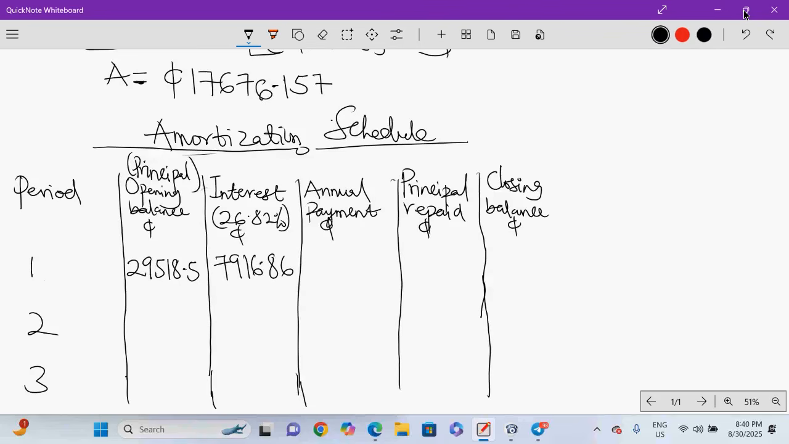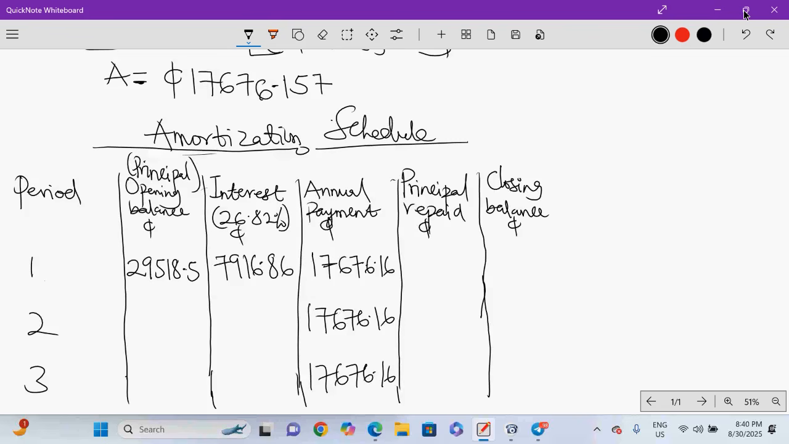The annual payment is the A. A is the equal payment. Equal payment will run to 17676.16. Here too, that will be the same amount, 17676.16, and here too. So now, the principal repaid, right? How much of the principal have we paid?